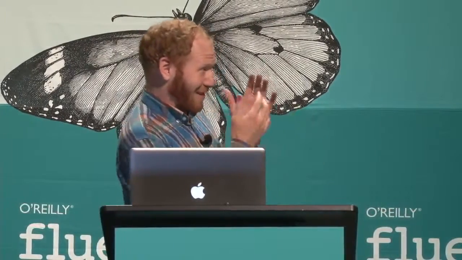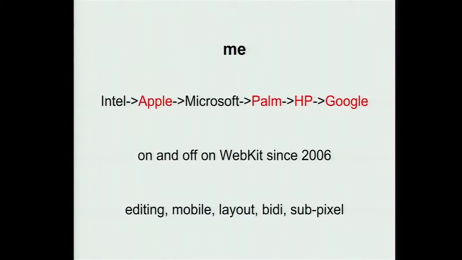So I've worked at a bunch of different companies. I've worked on WebKit at those four, on and off since 2006. Specifically, I started off working on editing. I implemented a bunch of the original exec commands. Then at Palm, I worked on mobile. These days, mostly I do layout and rendering stuff, of which I've done a lot with BiDi and most recently subpixel.